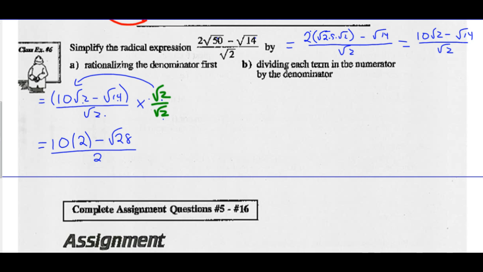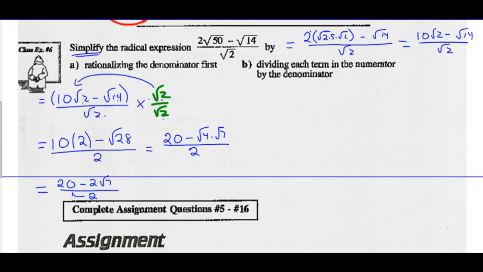So let's simplify this thing. 10 times 2 is 20. Minus radical 28 can be written as radical 4 times radical 7. All divided by 2. Which gives me 20 minus square root of 4 is 2. There is no square root of 7. All divided by 2. So we could leave it like that, but that's not in the simplest form.